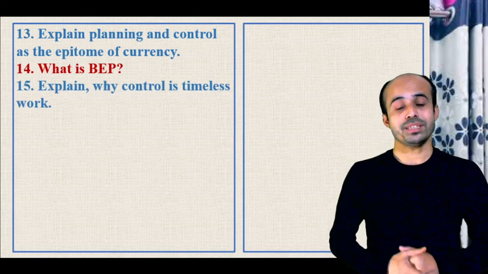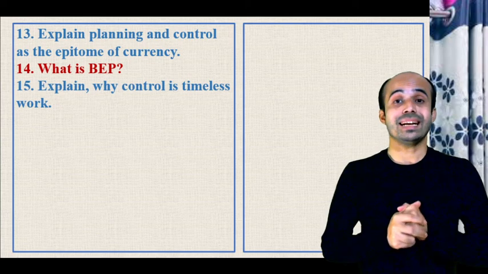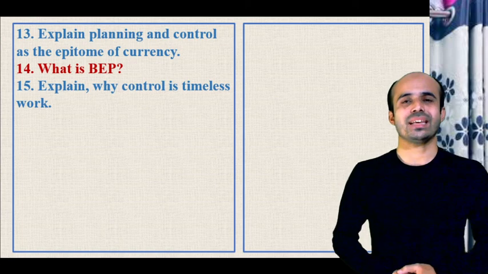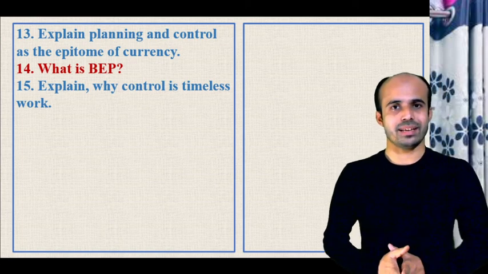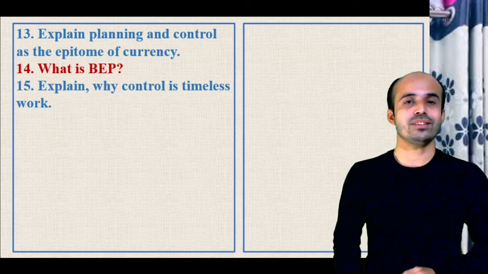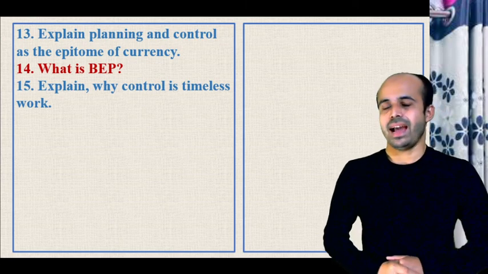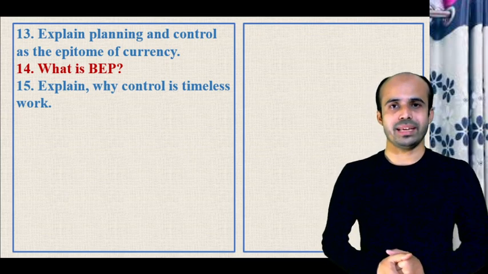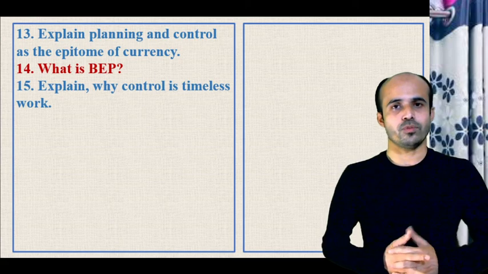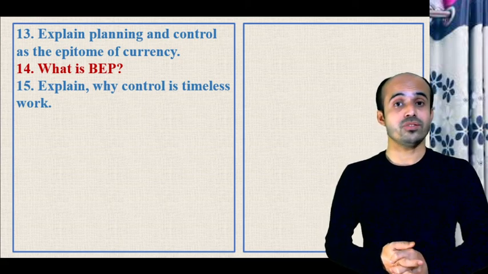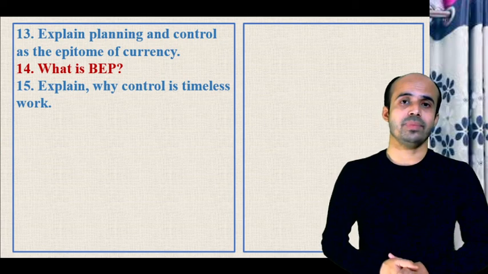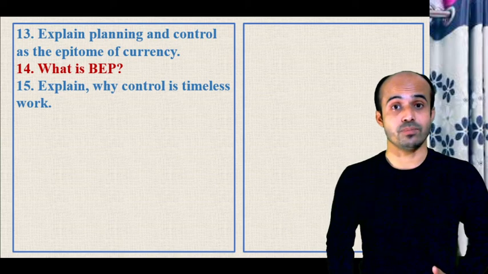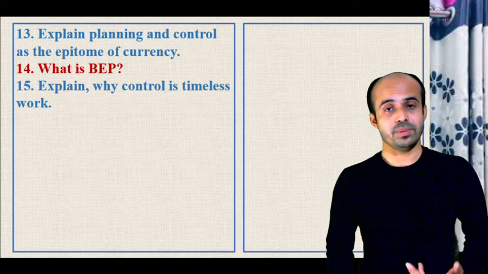Now coming to another question, explain why controlling is timeless work. Controlling is timeless work. It means that controlling is continued work, and it will be continued again and again. So that is why it is called timeless. When a task is done, another plan will be taken, and again the controlling process will come. So it is endless, and it will continue as long as the organization is going on and is active in its activities.